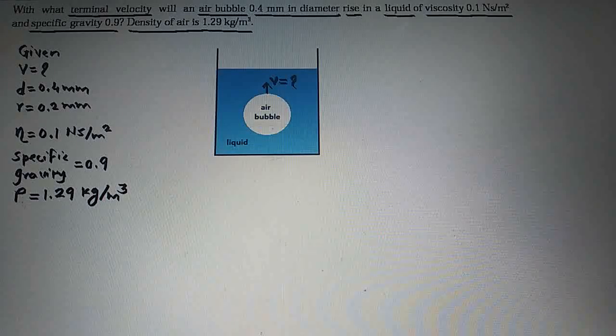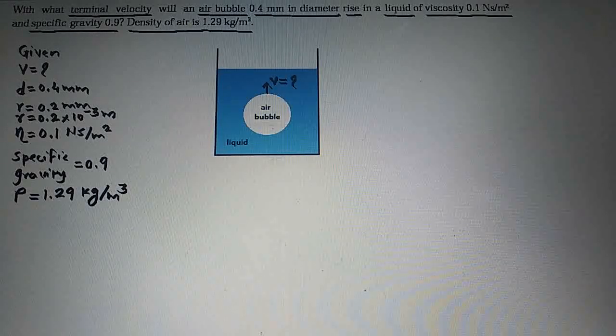So the unit of the density is kilogram per meter cube, unit of coefficient of viscosity is Newton second per meter square, but the unit of radius is millimeter here. So we will convert this unit of radius, that is millimeter, into meter. So radius will be 0.2 into 10 raised to minus 3 meter here.